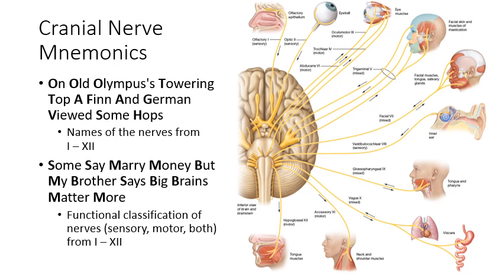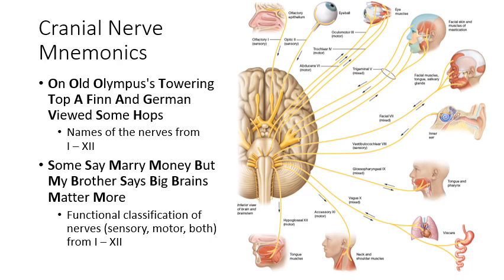Another mnemonic is, "Some say marry money, but my brother says big brains matter more." So in that one, the first letter of every word is standing for either sensory, motor, or both. So that's just to help you remember the functions of the cranial nerves in order.